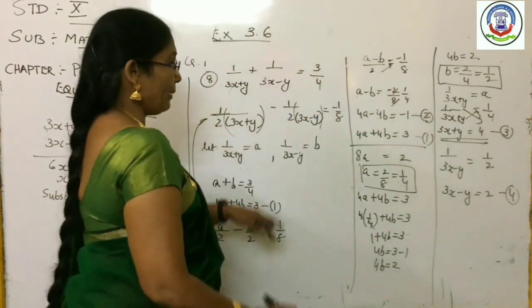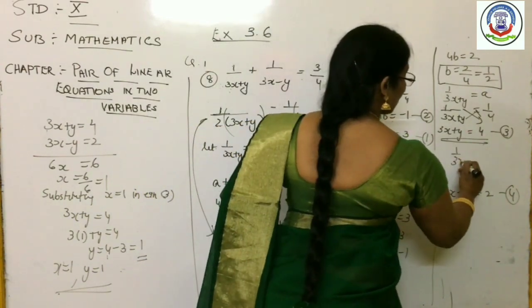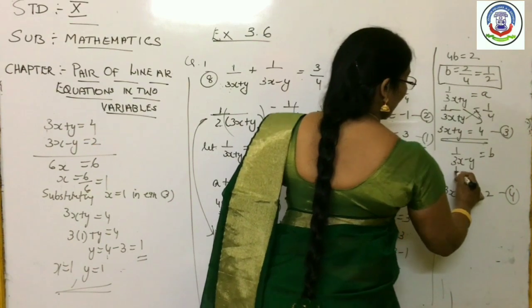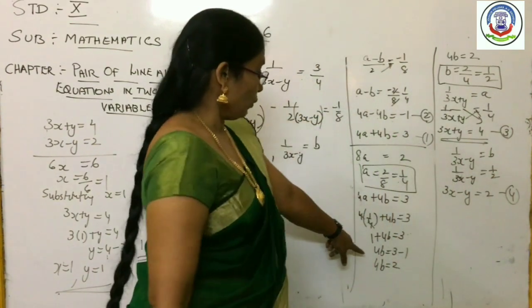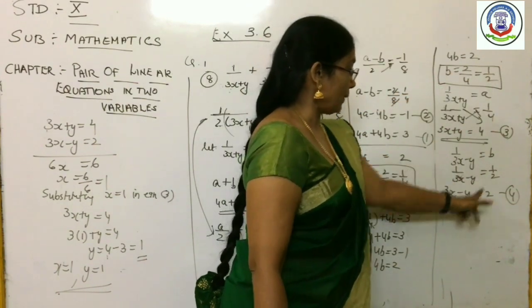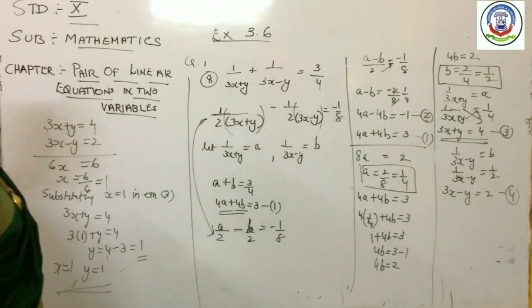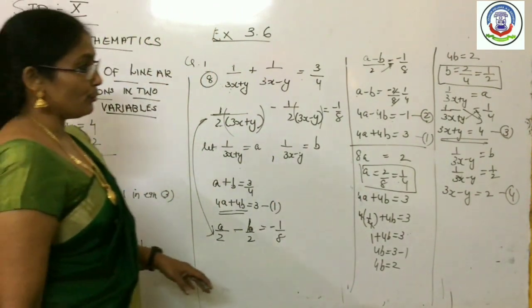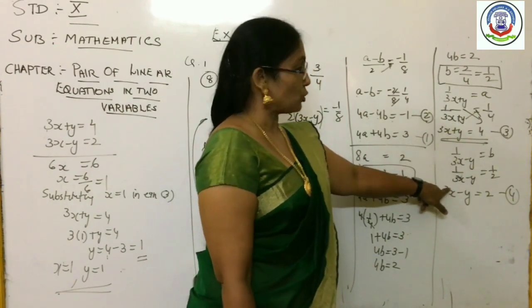In the same way, 1 by 3x minus y is equal to b. That means 1 by 3x minus y is equal to, what b value did you get? The b value as 1 by 2. Again from here cross multiply, you will get another equation, that is 3x minus y equal to 2. So directly you are not going to get x and y from here. Again 2 more linear equations you are going to get.